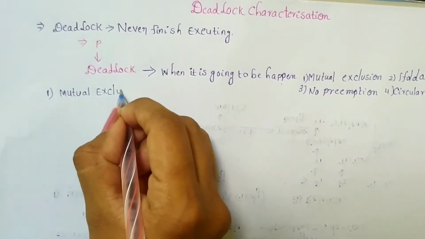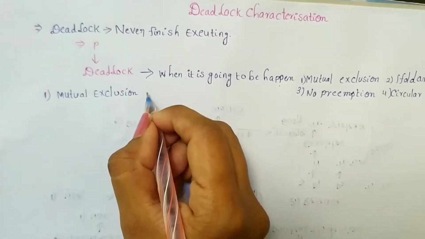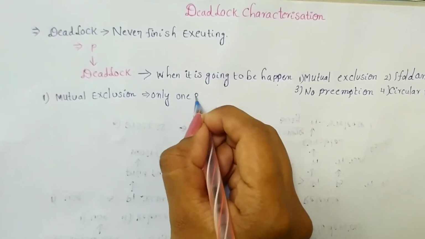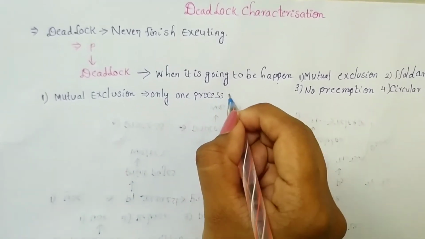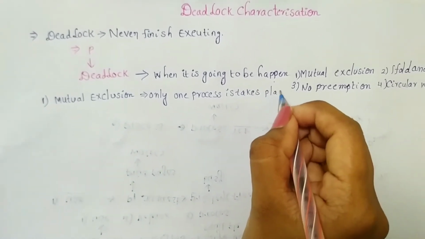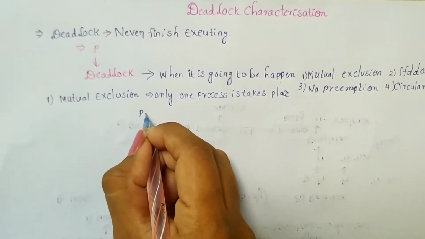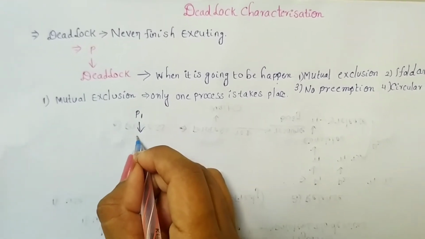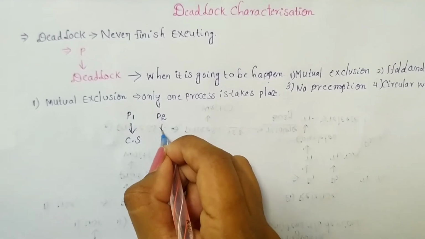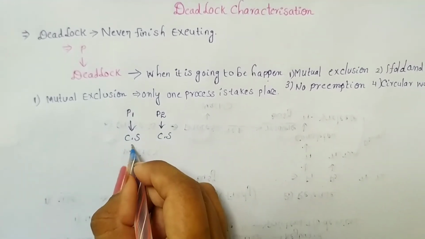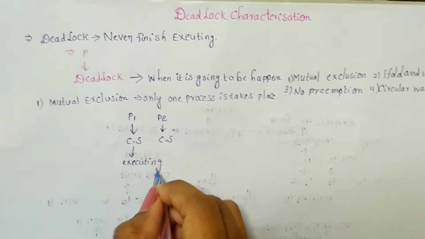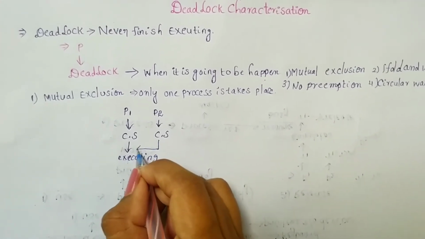Mutual exclusion means only one process is going to take place because the resources are non-shareable. Then only one process is going to execute. P1 and P2 are two processes. P1 is executing in a critical section, and P2 is waiting to execute in a critical section.